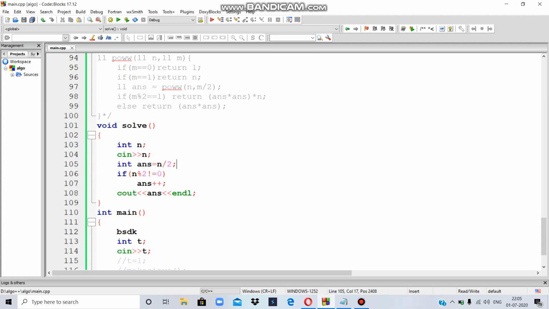The code says, initially we have an n number, we take its input, and answer, as I said, is n by 2. But this is only for the even case. If n is odd, in that case answer will be 1 more, and I've incremented answer, and finally I've printed it.